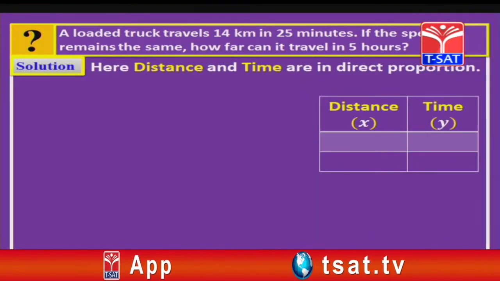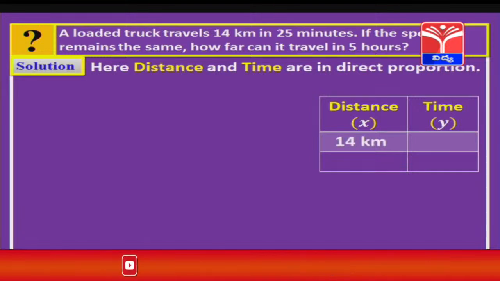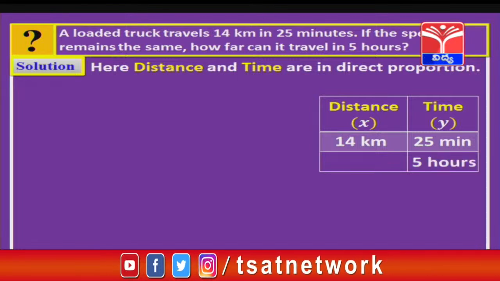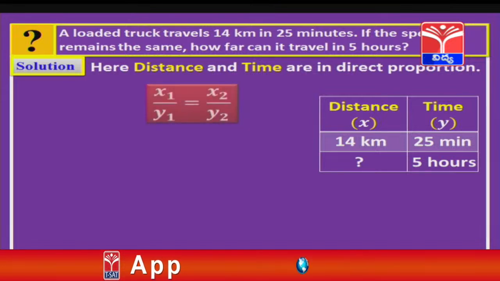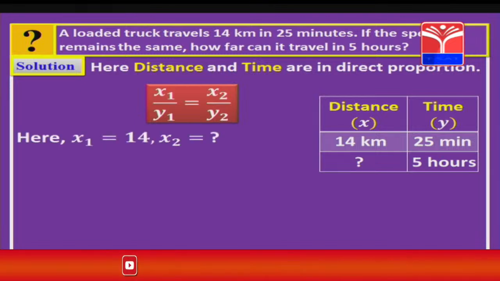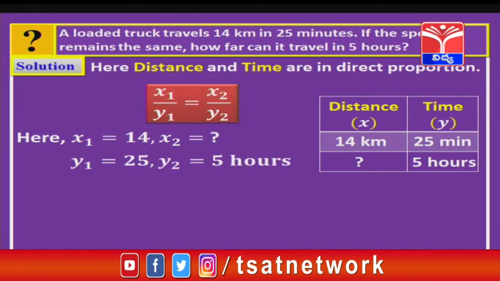So let us tabulate this, assuming distance as x and time as y. In the first case, distance travelled is 14 kilometers in 25 minutes, and in the second case the time taken is 5 hours. Now we need to calculate the distance travelled. Since they are in direct proportion, we use x1 by y1 is equal to x2 by y2. x1 is 14 kilometers and x2 is what we need to calculate, and y1 is 25 minutes, whereas y2 is 5 hours.